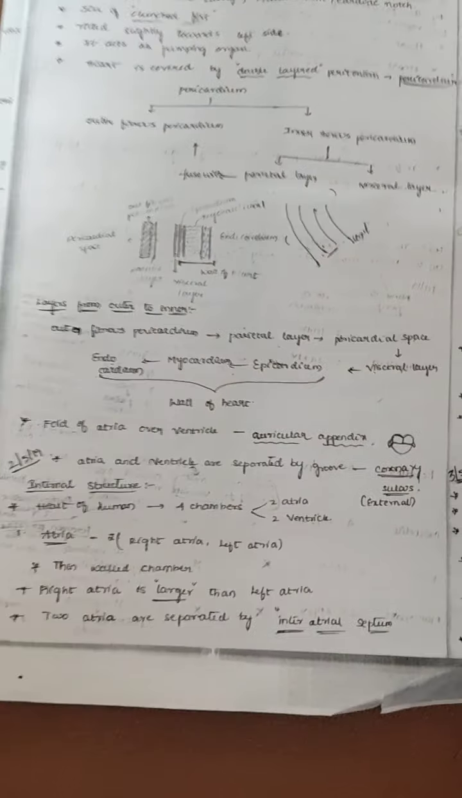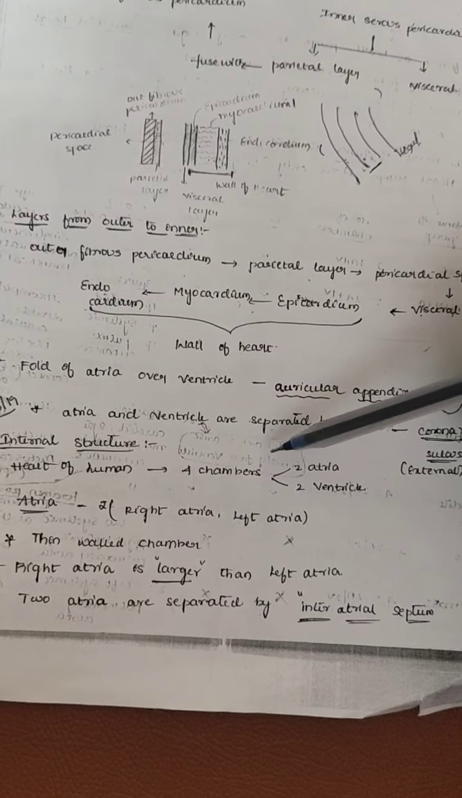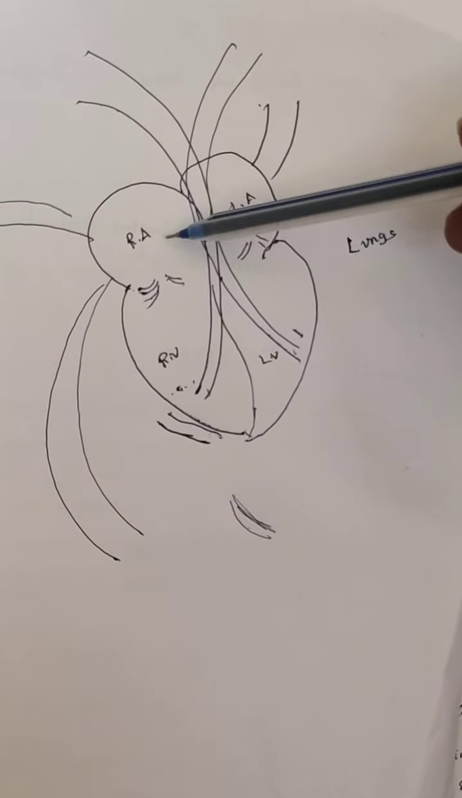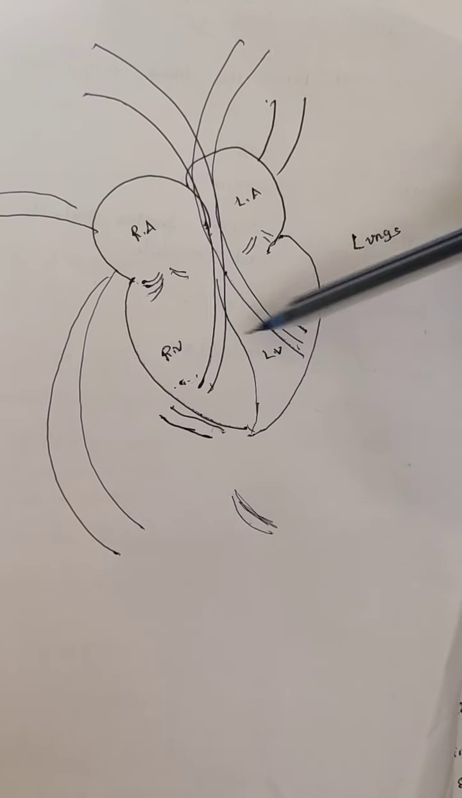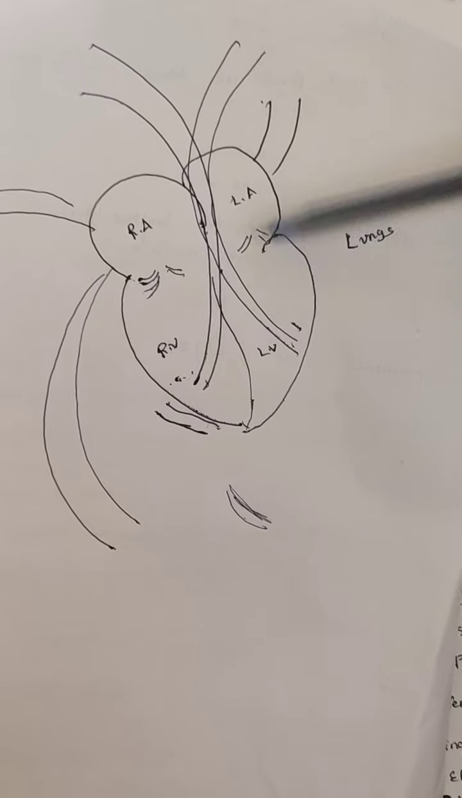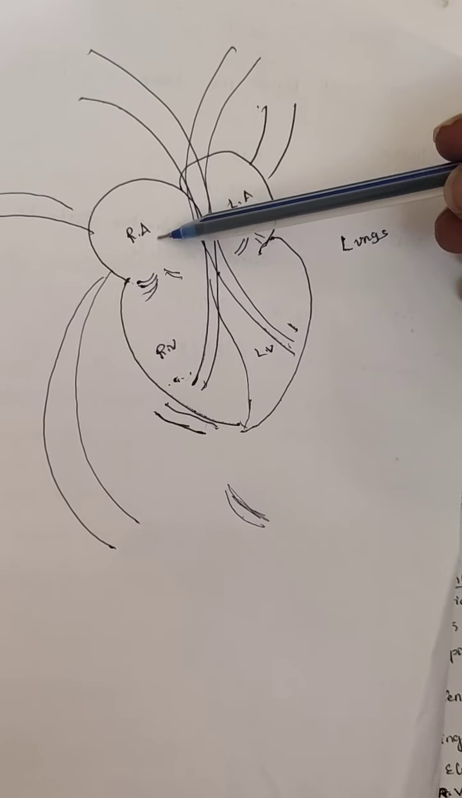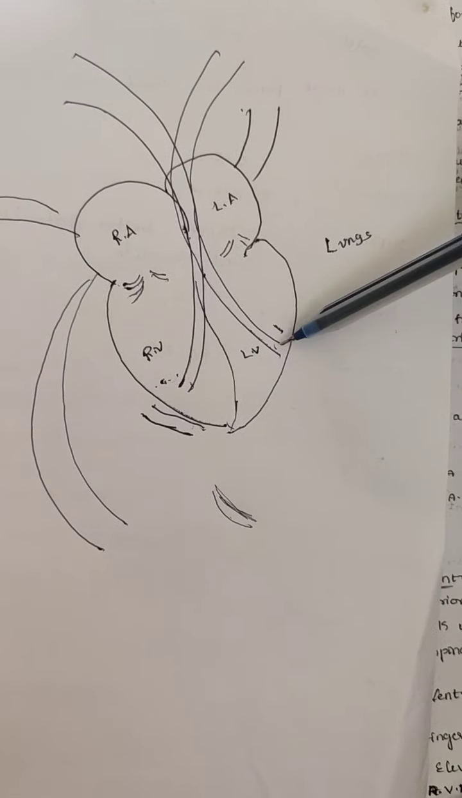Now we can go to the internal structure of the heart. How many chambers does the human heart have? Four chambers: two atria and two ventricles, right atrium, left atrium, right ventricle, left ventricle. Compared to the left atrium, the right atrium is larger. Compared to the right ventricle, the left ventricle is larger.